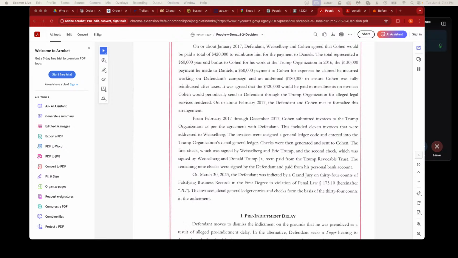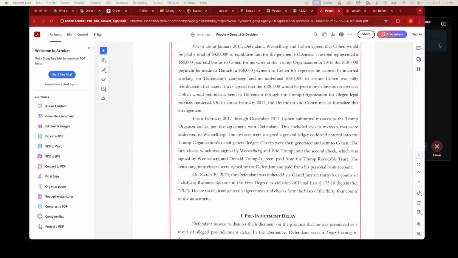The remaining 9 checks were signed by the defendant and paid from his personal bank account. On March 30, 2023, the defendant was indicted by a grand jury on 34 counts of falsifying business records in the first degree in violation of Penal Law 175.10, hereinafter P&L. The invoices, detail general ledger entries and checks form the basis of the 34 counts in the indictment.